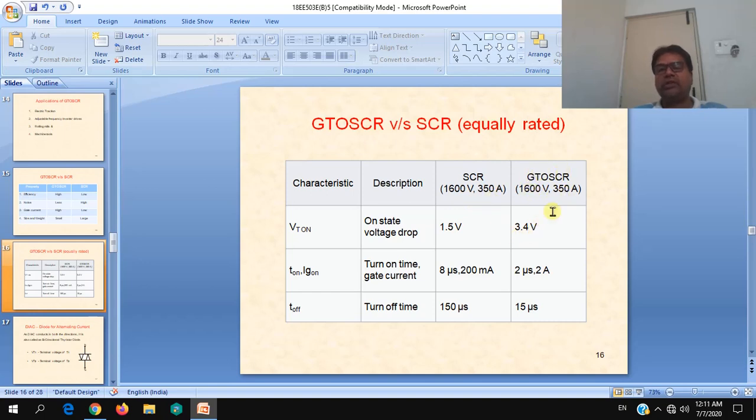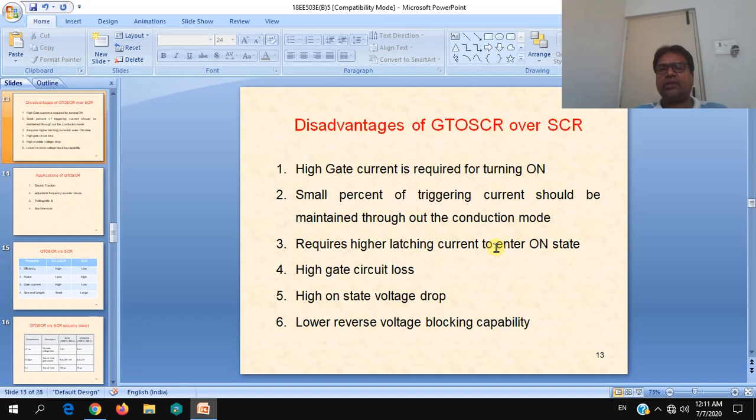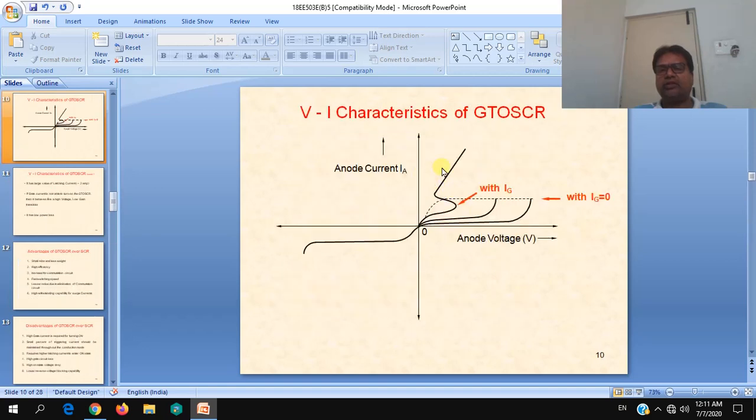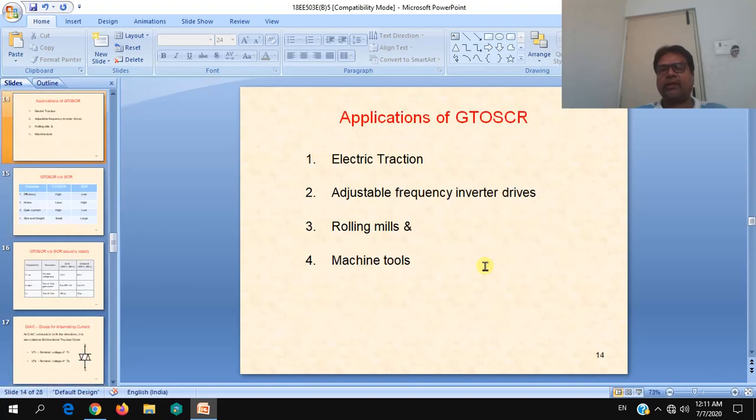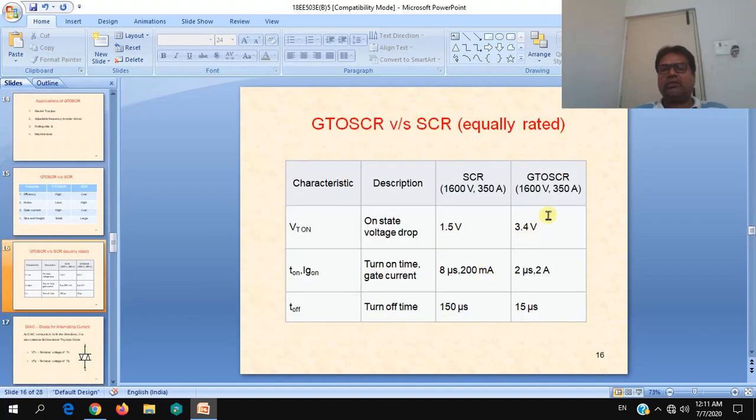In the case of GTO SCR, it is 3.4 volts, but still it is less. Though more than SCR, it is still less. As we have already seen in the characteristic, it is more when compared to SCR, which would be somewhat like this. So the load will be getting 1596.6 volts under on state. So on state voltage drops are less.